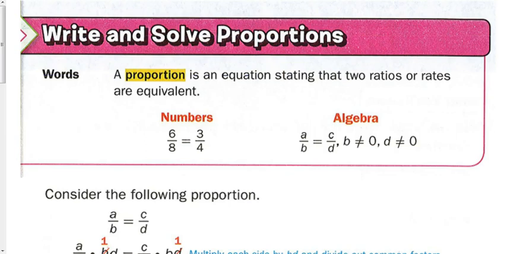So what is a proportion? Well, a proportion is basically an equation, and it's an equation that says that 2 ratios or rates, because remember, a rate is a type of ratio, are equivalent. And equivalent is kind of a fancy way of saying they are equal. They have the same value. So if you take a look at numbers here, here's an example of this equation. It's an equation because we have an equal sign, and we say that 6 over 8 is equal to 3 over 4. If we were to do this algebraically, you could say A over B is equal to C over D. Now remember, B can't be 0 and D can't be 0 because we can't have zeros in our denominator.